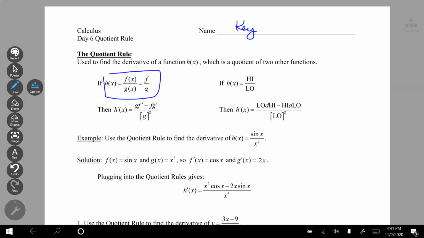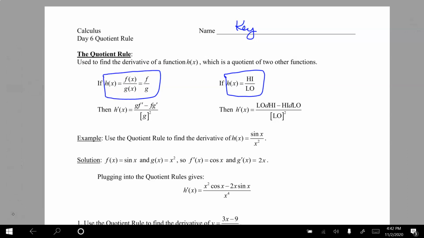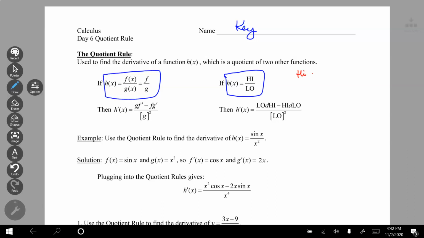H is equal to the function f divided by the function g, or what I call a high function divided by a low function. The high function is the function in the numerator, and the low function is a function in the denominator. So we're going to set up a rule, and I have it here to the side, but the way I set it up is that I have a high function. I take its derivative, I call it d high for the derivative. I have a low function, I take its derivative, I call it d low.